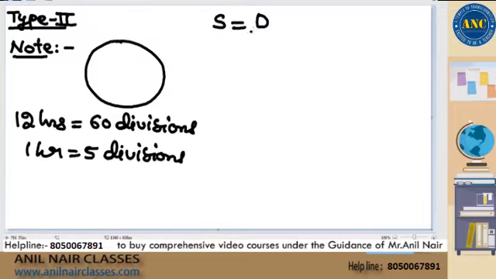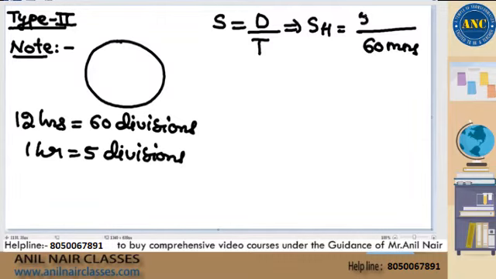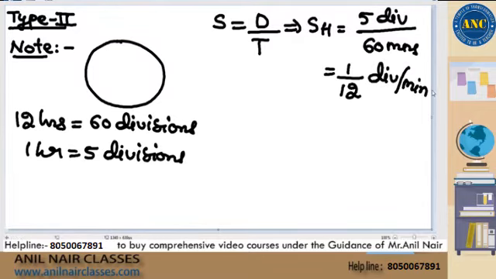Speed is nothing but distance by time. Speed of the hour hand: 1 hour is nothing but 60 minutes, and in 1 hour it travels 5 divisions. So the speed of the hour hand is 1 by 12 division per minute.